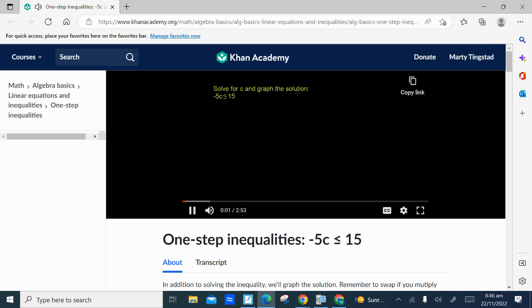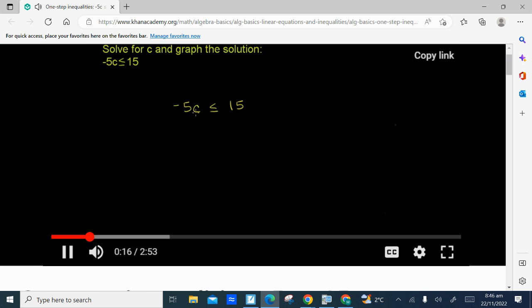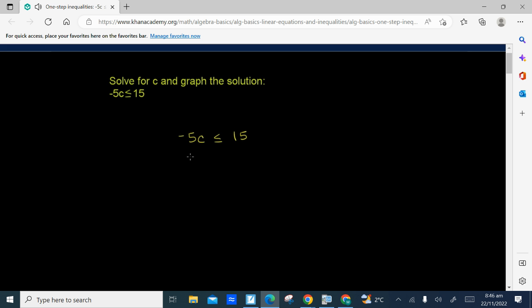Solve for c and graph the solution. We have negative 5c is less than or equal to 15. I just rewrote it a little bit bigger. So if we want to solve for c, we just want to isolate this c right over here on the left-hand side. Right now it's being multiplied by negative 5.